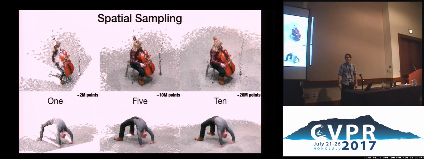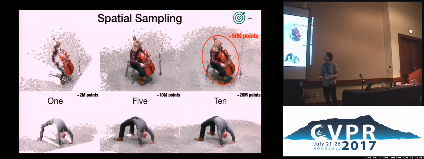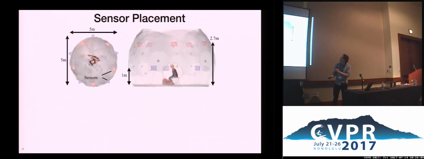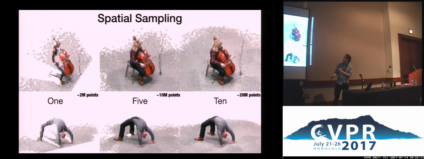So we just went for 10. It's twice as much, 20 million points. And now there are not that many holes. But in practice, because our capture room is quite large, if you look at the number of points that actually fall on a single person, that's about 50,000. So in terms of accuracy, it's not a very accurate system.